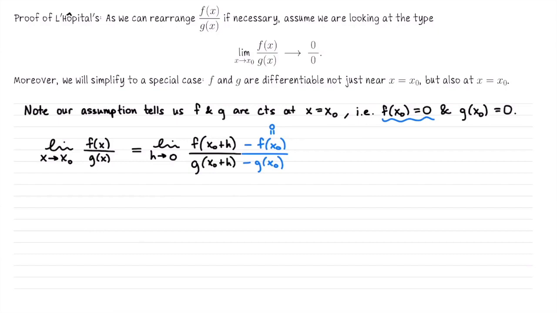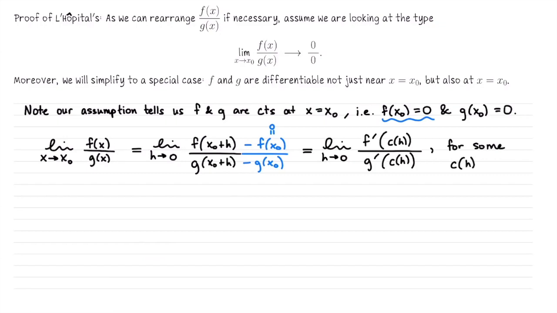I don't want to treat it like a constant. So I'm going to say that this is the limit as h goes to 0 of f prime of c of h over g prime of c of h for some c of h between x naught and x naught plus h.